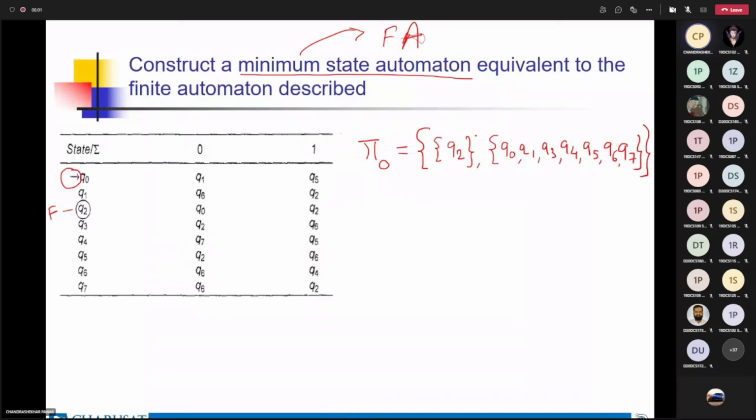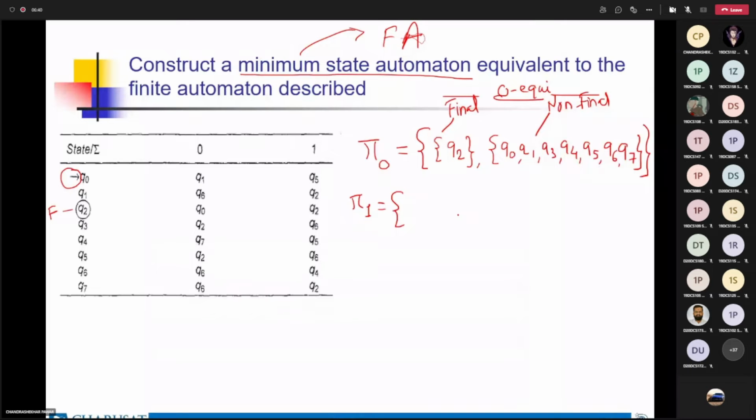How to prepare the pi 0? A set of final states and a set of non-final states. Next, after pi 0 we have to obtain pi 1. In some references, for your understanding, the final and non-final sets are actually 0 equivalent. So what is equivalency, that we have to check. These are 0 equivalent, these are 1 equivalent, and we have to check how they are equivalent.